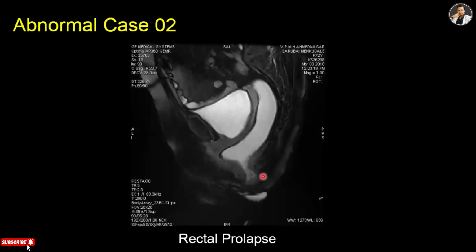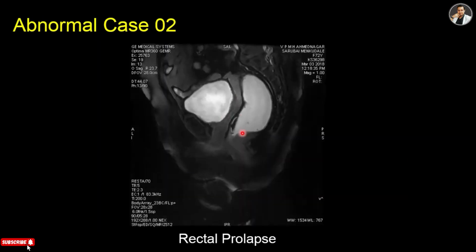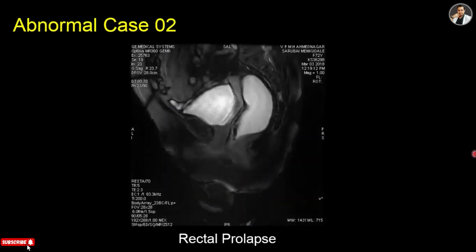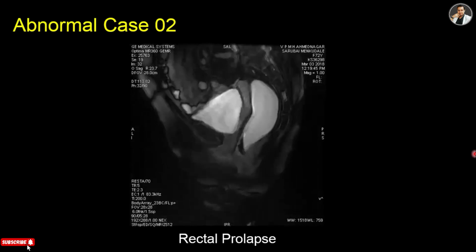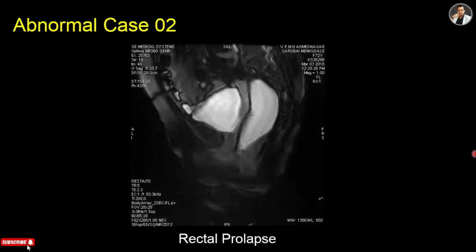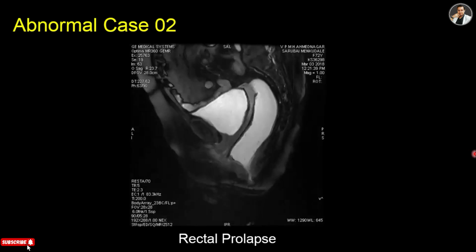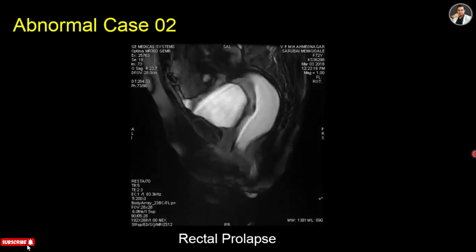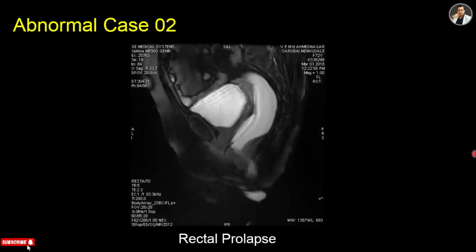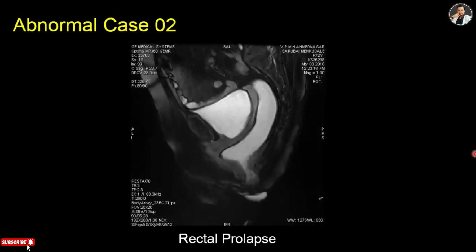So if I play again, I played again the rectal prolapse, you can see the rectum goes down to the anal canal, to the anus. So this is the rectal prolapse, and sometimes the rectum goes out of the anus.